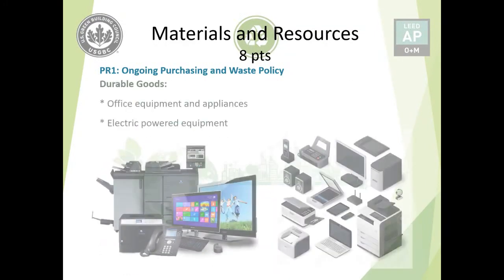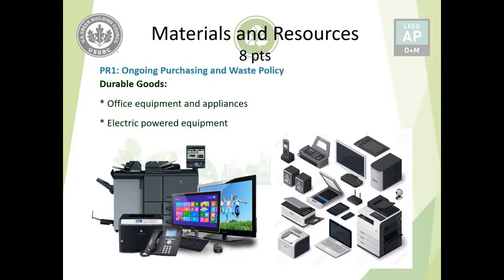The ongoing purchases also include durable goods. The ones we saw in the previous slides were fast-moving goods or regularly consumable. However, durable goods might have some warranty of 4 or 5 years. So these are long-term when it comes to usage. They also include electrically powered equipment: your monitors, your phones, the keyboards, all the printers, laptops, scanners, and all the other stuff, which are usually the office equipment and appliances.